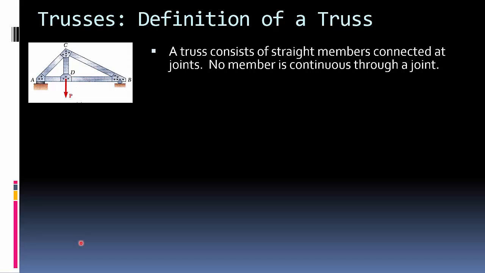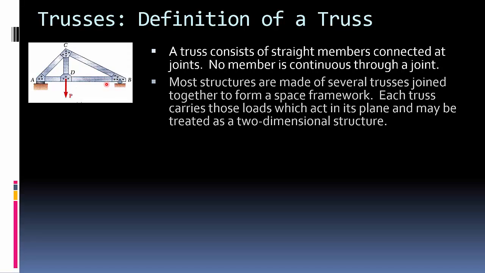A truss consists of straight members connected at joints. No member is continuous through a joint. Looking here from A to B, this is not one member. There's a member from A to D and a member from D to B. So there are no members continuous through a joint.